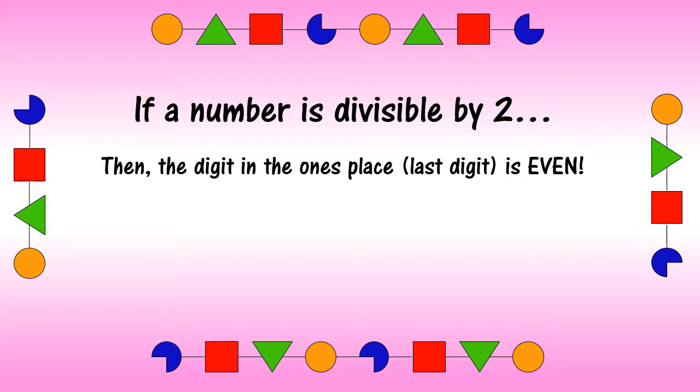If the digit in the ones place is even: 0, 2, 4, 6, or 8, then the entire number is divisible by 2. Looking at 458, 8, which is even, is in the ones place, so the entire number is divisible by 2. Dividing 458 by 2, we get 229.